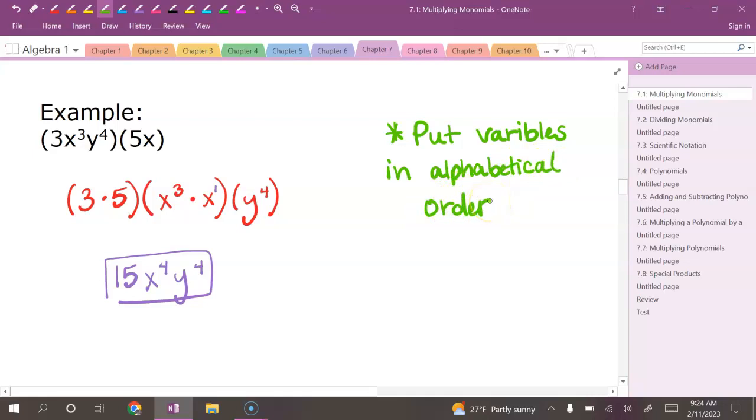So if you're dealing with problems that have lots of letters involved and you're writing your final answer, we're going to want them to be in alphabetical order, and you're going to want your number, your coefficient, to be out front. So maybe you need to write yourself that note too. Put coefficients out front.